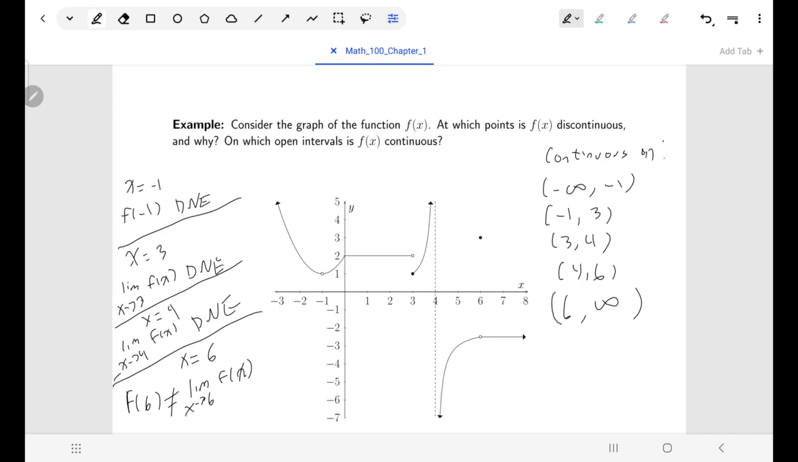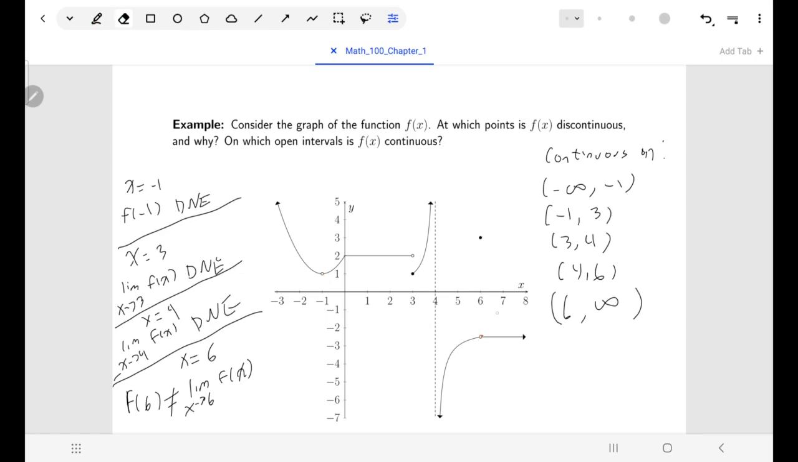On the other hand, the other two discontinuities I could fix. I could, for example, define f of negative 1 as the y value that would fill the hole, in which case I would have a nice continuous graph. Or I could redefine my y value so that f of 6 fills that hole. And again, I would now have a continuous graph. And I could do that because for both of those, at negative 1 and at positive 6, the limit did exist.